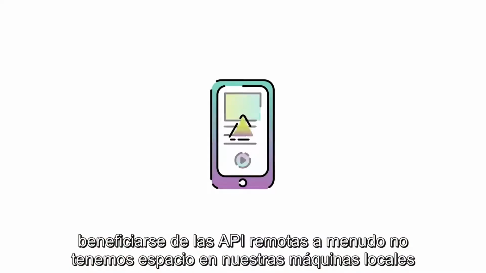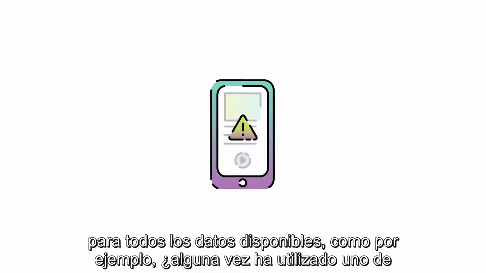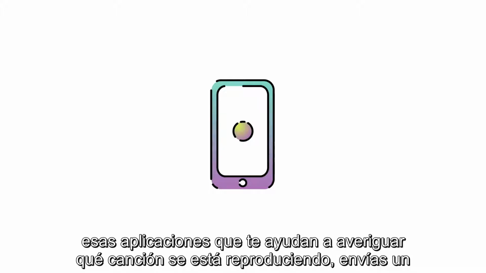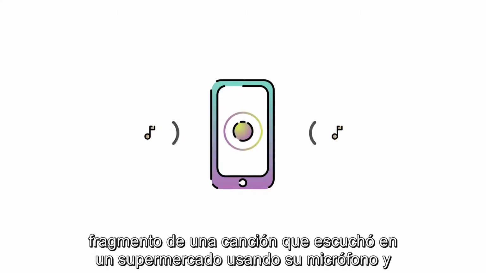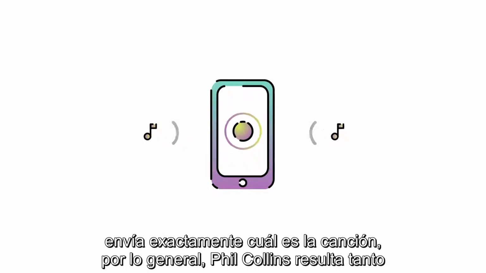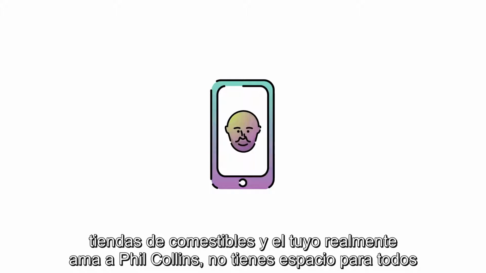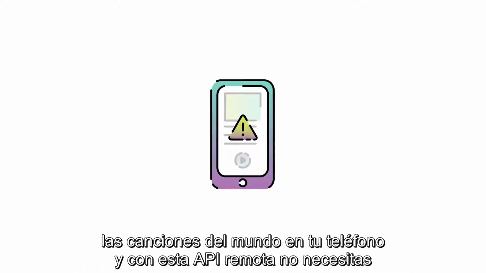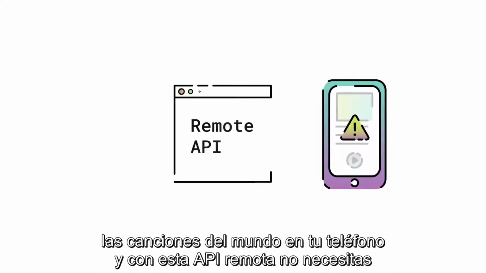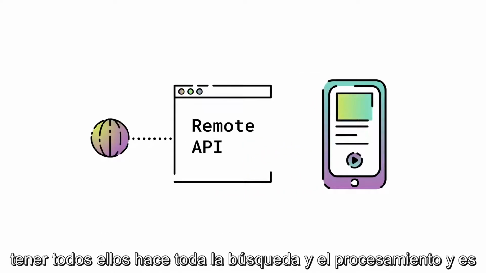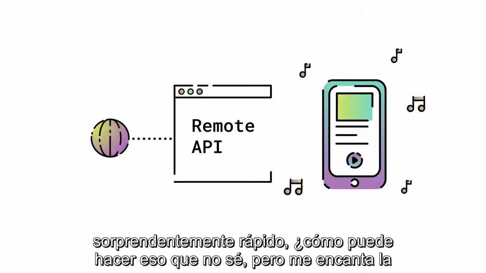Oftentimes, we don't have space on our local machines for all the data that's available. Like, for example, have you ever used one of those apps that helps you figure out what song is playing? You send up a snippet of a song you heard playing at a grocery store using your microphone, and it sends back exactly what the song is. It's usually Phil Collins. Turns out both grocery stores and yours truly loves Phil Collins. You don't have room for all the songs in the world on your phone, and with this remote API, you don't need to have all of them. It does all the searching and processing, and it's surprisingly quick.